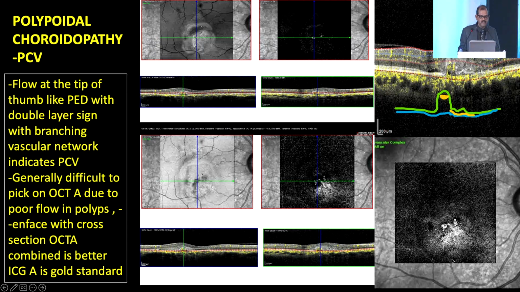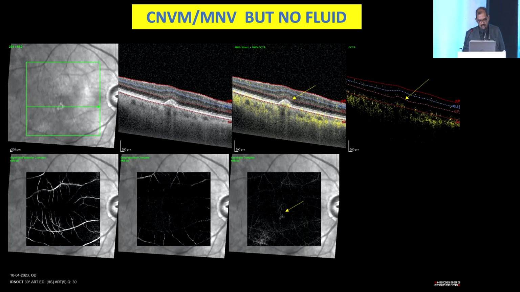Polypoidal choroidal vasculopathy, or PCV, is a condition where there are polyp-like lesions, and you can detect the flow within these polyps, these thumb-like structures, and also in the branching network within this double layer sign. But since these polyps are generally low-flow lesions, sometimes it is difficult to pick them up on OCT angiography. But if you very carefully see the cross-section as well as the en face pictures simultaneously, in many of these cases you can detect the PCV lesions also. Still, ICG angiography is the gold standard for detecting PCV lesions.